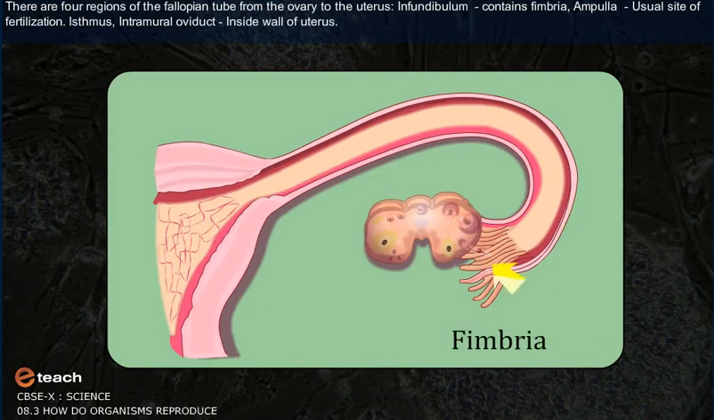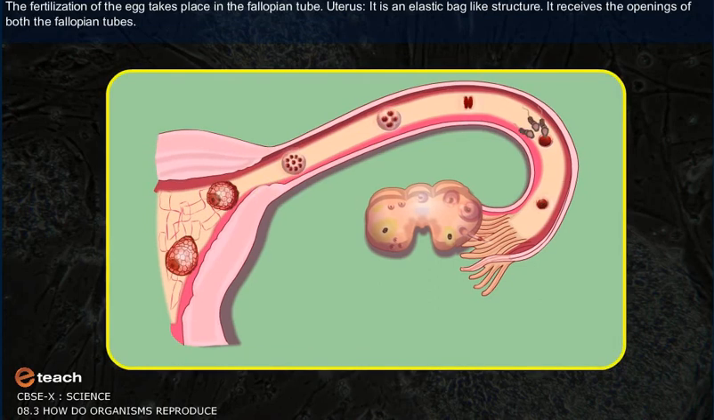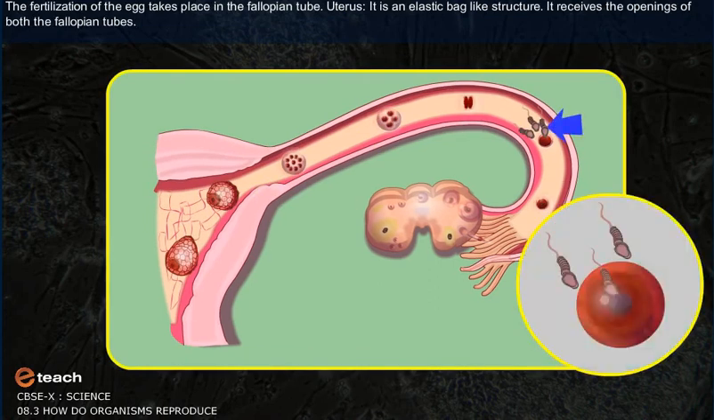Infundibulum, contains fimbria. Ampulla, usual site of fertilization. Isthmus. Intramural oviduct, inside wall of uterus. The fertilization of the egg takes place in the fallopian tube.